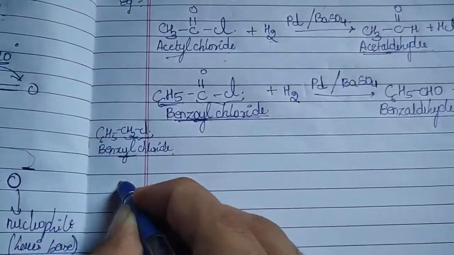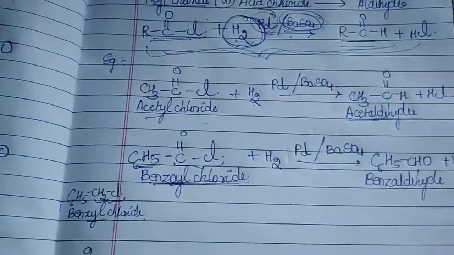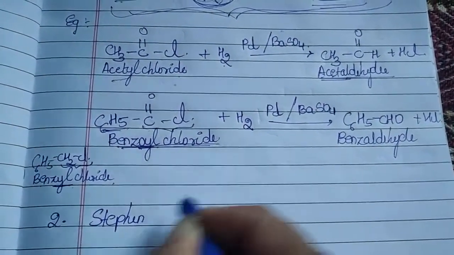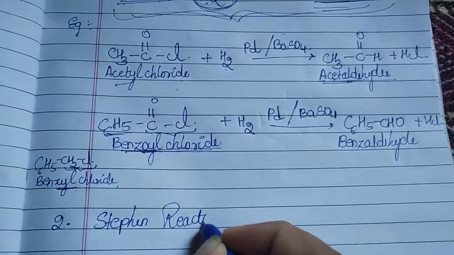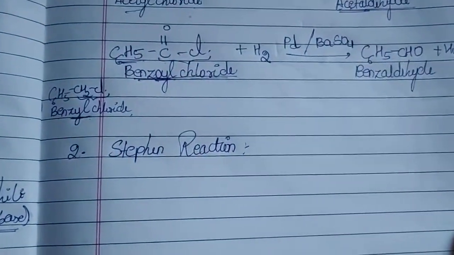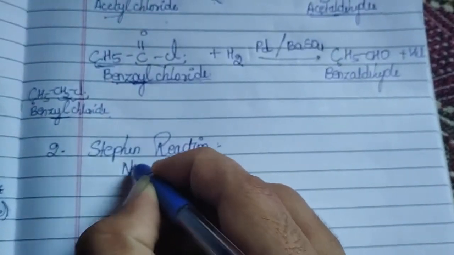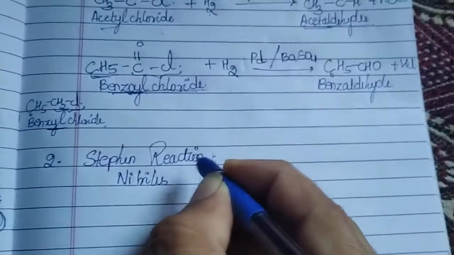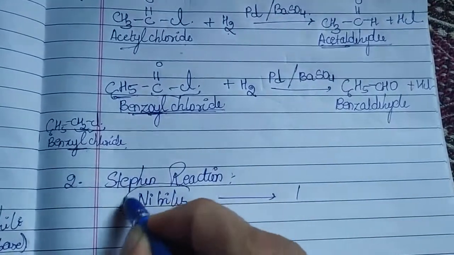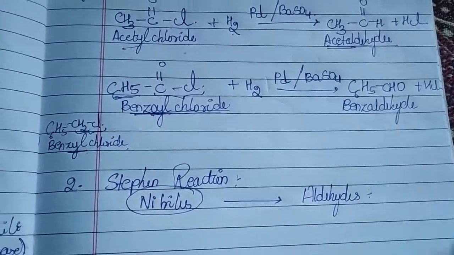The next important reaction we are going to study, which is also a named reaction, is called the Stephan reaction. Basically in the Stephan reaction, we are going to prepare aldehydes from nitriles. So the Stephan reaction is a reaction in which we convert nitriles to aldehydes. Let us see how it is carried out.